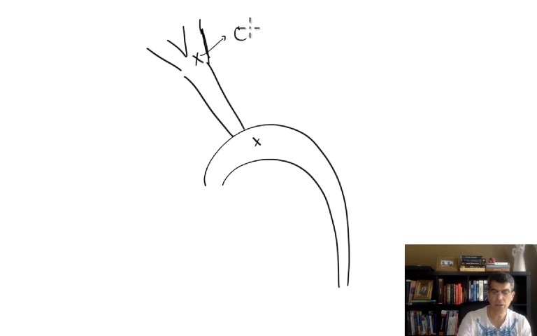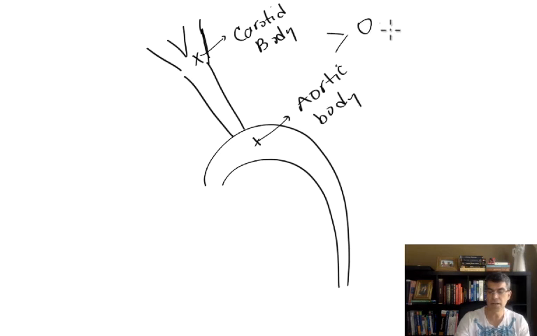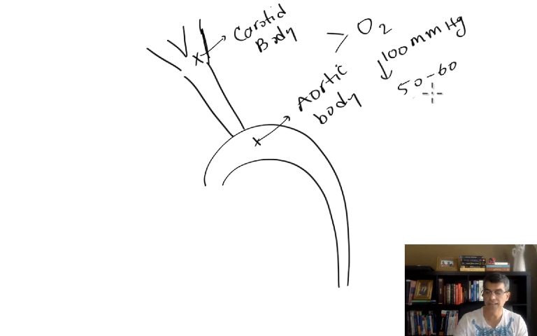This one is called the carotid body, and this one is called the aortic body. These two detect oxygen. In the brain, the medulla is going to detect CO2. This one is going to detect oxygen. And normal oxygen in the blood is around 100 millimeters of mercury. If the pressure of oxygen drops to around 50 or 60 millimeters of mercury, then this guy becomes very agitated.